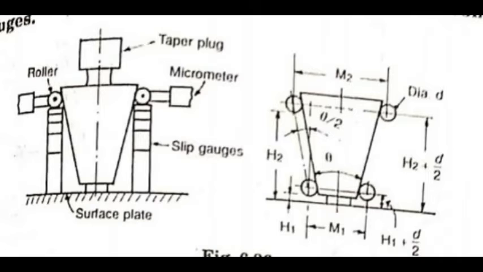The distance m1 between the ends of the rollers is measured with the micrometer. Then the rollers are placed on slip gauge combinations of height h2 touching the opposite sides of the top portion of the plug. The distance m2 between the ends of the rollers in this new position is again measured by means of a micrometer. Half the taper angle of the plug is then calculated.